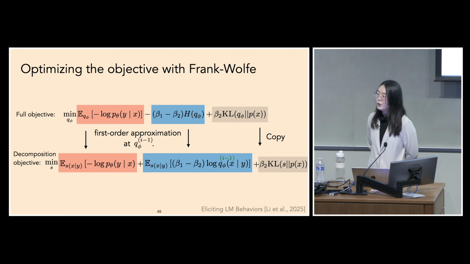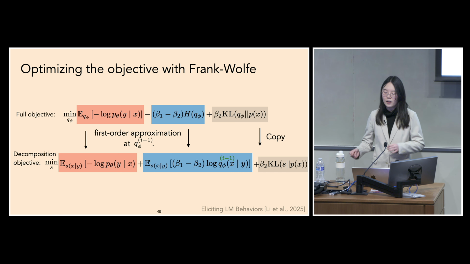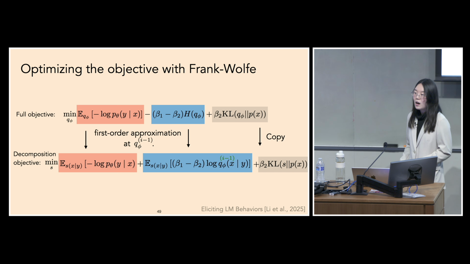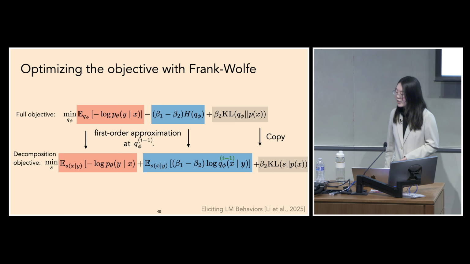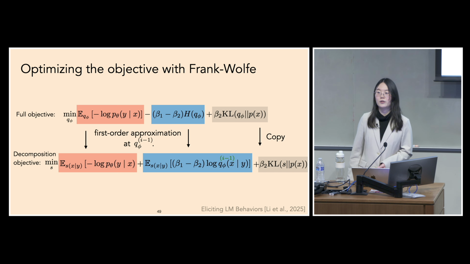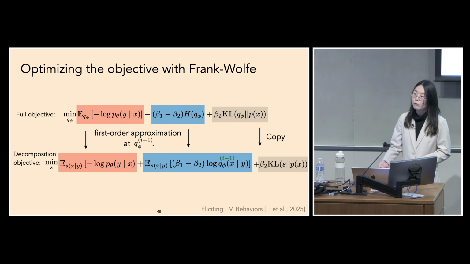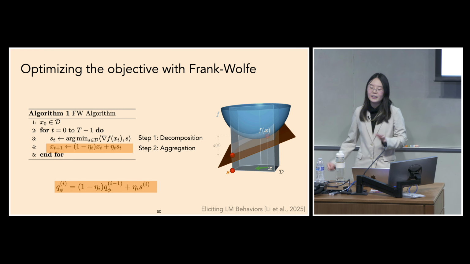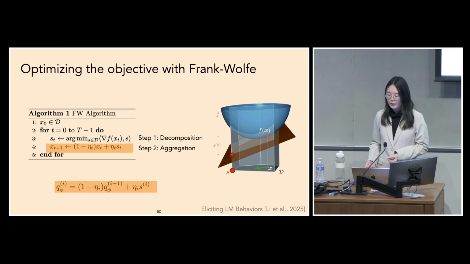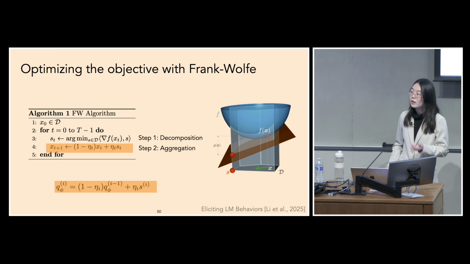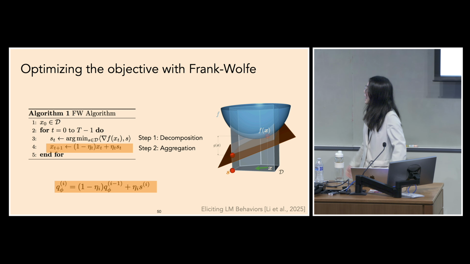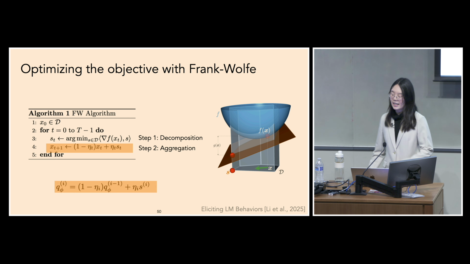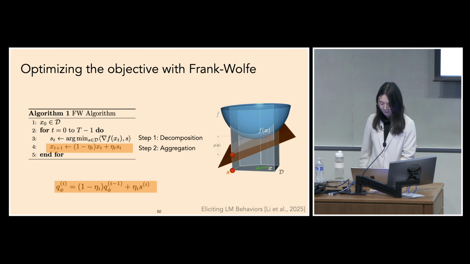Because now we have part of the objective copying and part of it applying linear approximation, our algorithm is a slight generalization of the vanilla Frank-Wolfe algorithm. But they have very similar convergence properties. So now the next step is to do aggregation, to find a convex combination between the intermediate solution and the current solution. And we have executed exactly this. So for our aggregation step, we get a mixture of distributions.